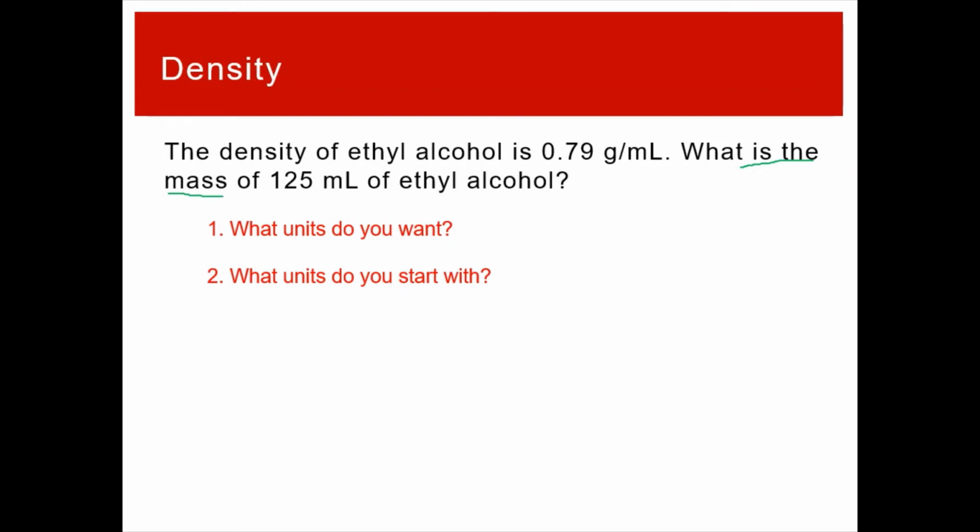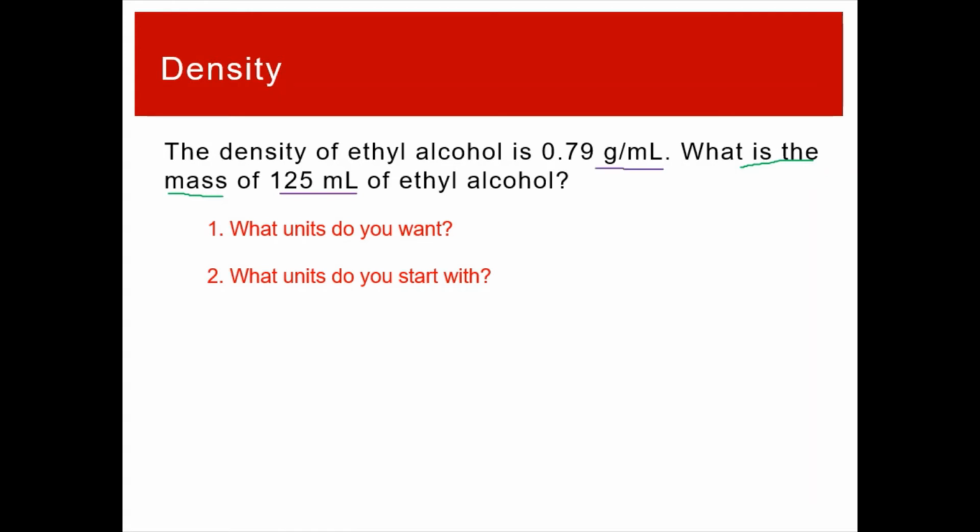Mass is an extensive property that is a characteristic of how much stuff you have. So if we're going to be doing a unit conversion or a relationship, we're probably going to be starting with another unit that is extensive and describes how much you have. That's going to be my 125 milliliters. We can also see that mass, if it's grams, that's not a compound unit. That's just a singular unit. So 125 milliliters is what we're going to use.